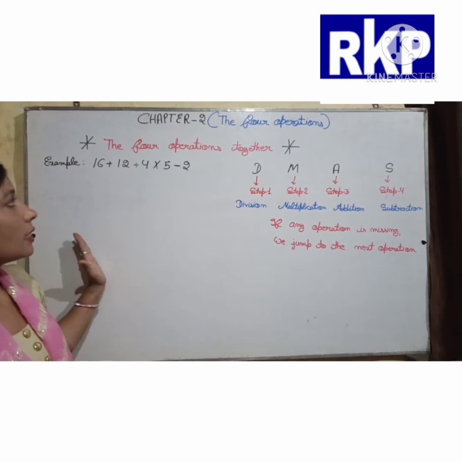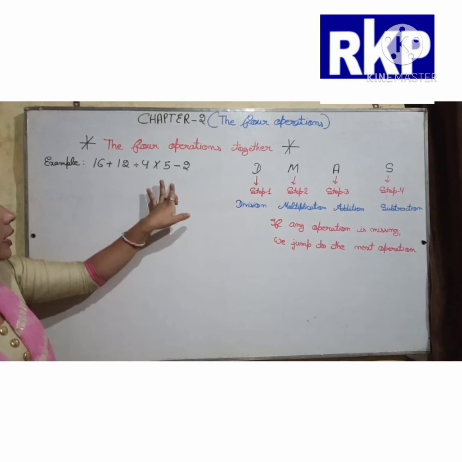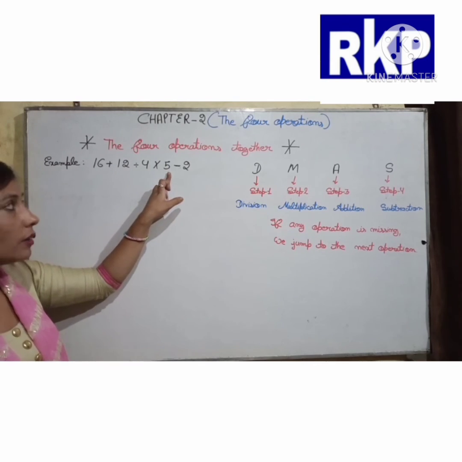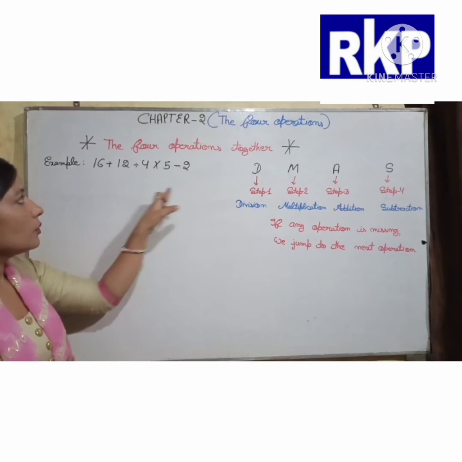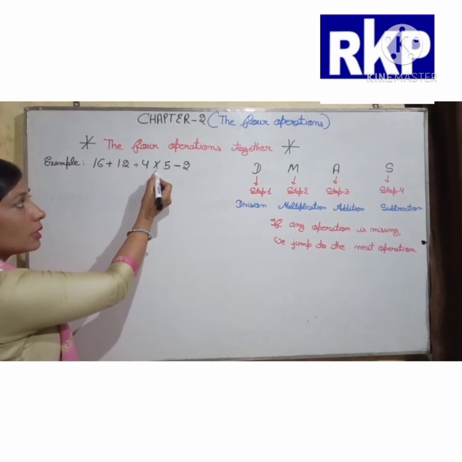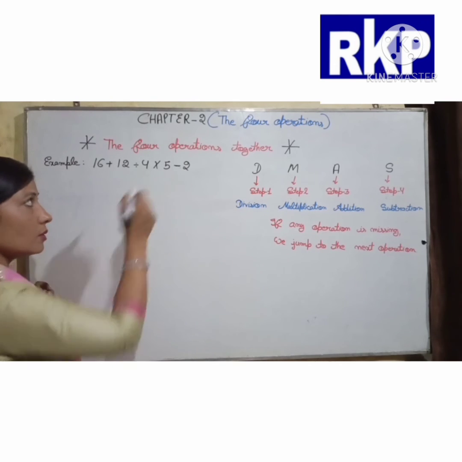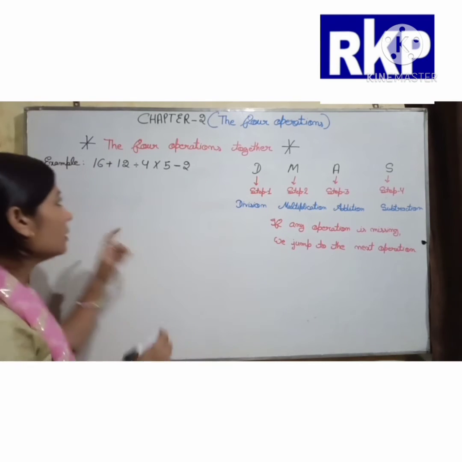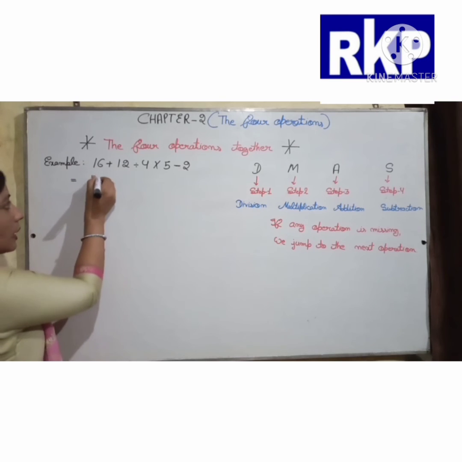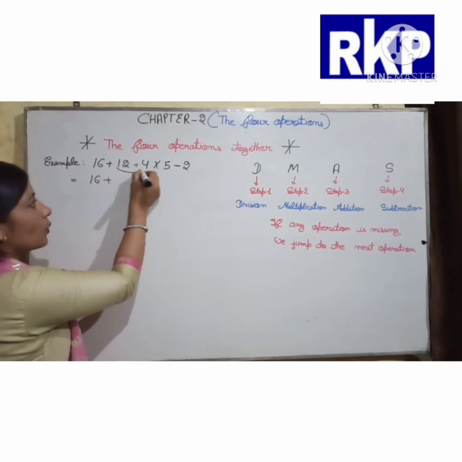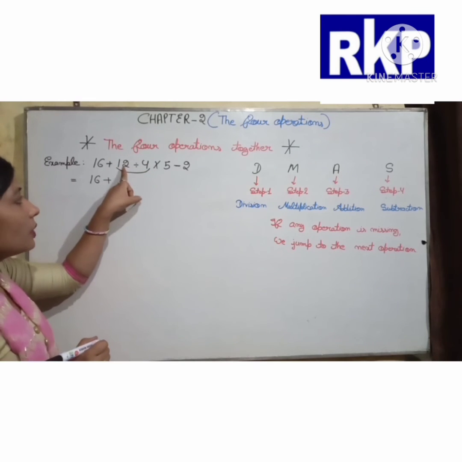Okay, now let us take one example to understand it. Here we have 16 plus 12 divided by 4 multiply 5 minus 2. Okay, so here we can see beta, here you can see we have 4 operations, means addition, division, multiplication and subtraction. So, according to this rule, first of all, we have to solve division. Okay, so here we have to write 16 as it is. Then sign of addition. Now we have to solve this. Okay, and here we have 12.